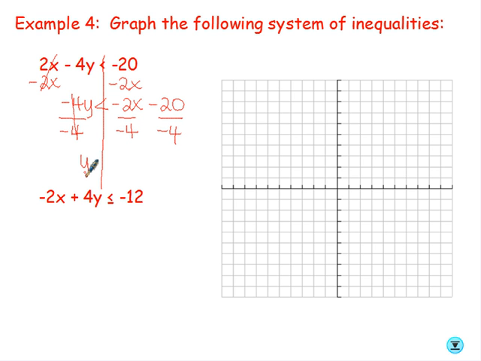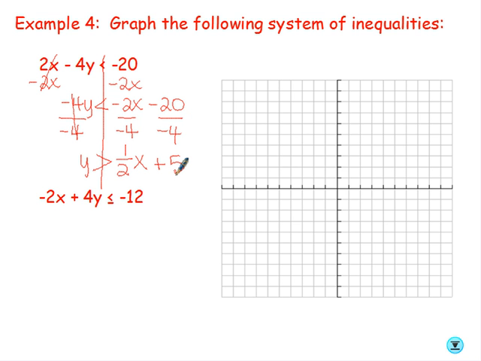My y is by itself. I just divided by a negative, so switch the sign. Negative 2 divided by negative 4 is a decimal. We hit math, enter, enter, and we get positive 1/2 x. Negative 20 divided by negative 4 is positive 5.